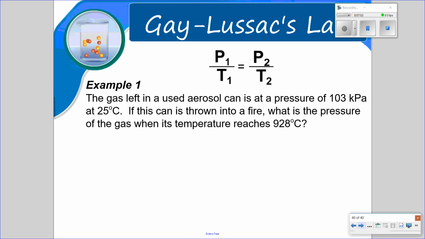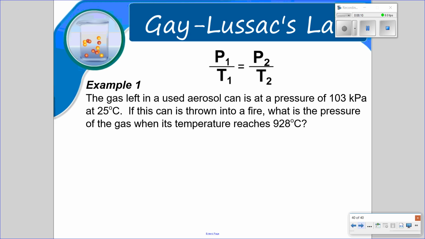So solving a problem with Gay-Lussac's law: the gas left in a used aerosol can is at a pressure of 103 kilopascals at 25 degrees Celsius. If this can is thrown into a fire, what is the pressure of the gas when its temperature reaches 928 degrees Celsius, which is extremely hot?